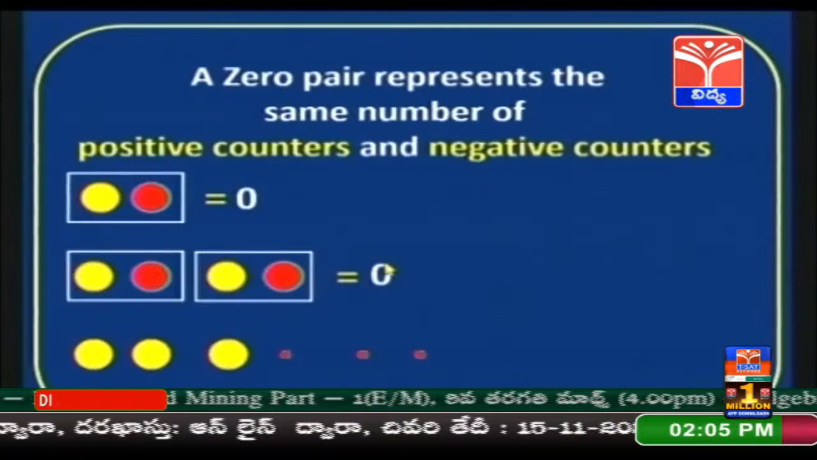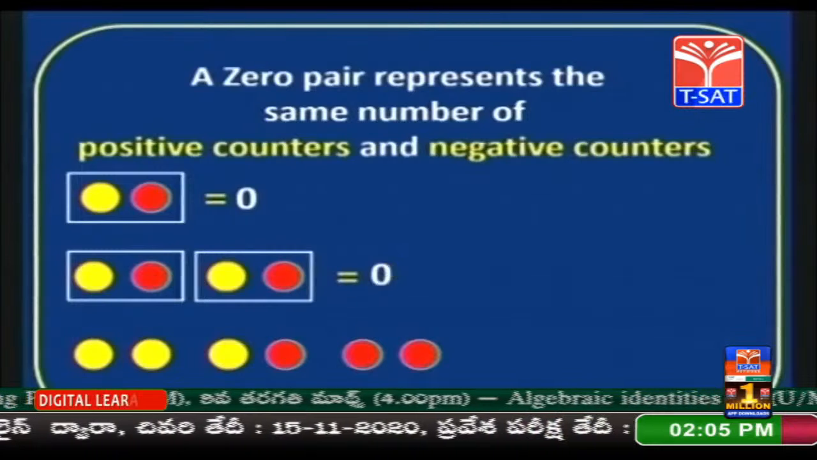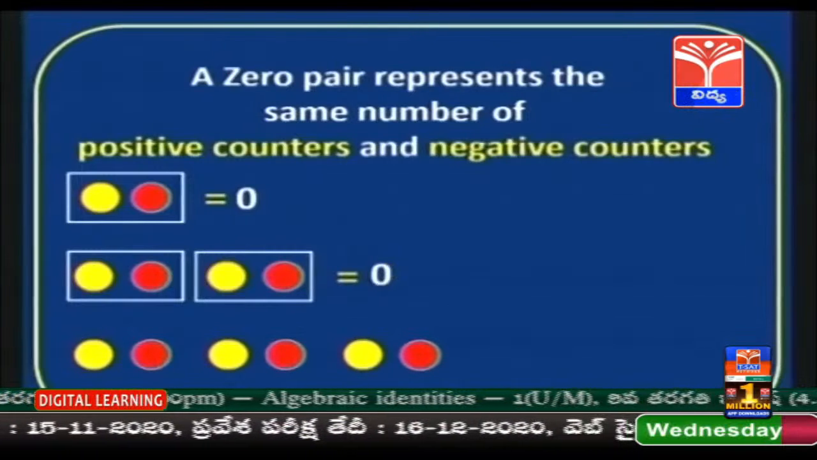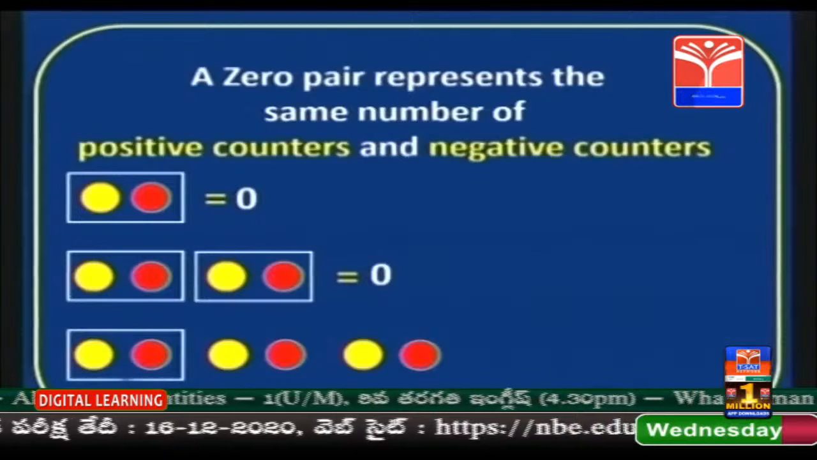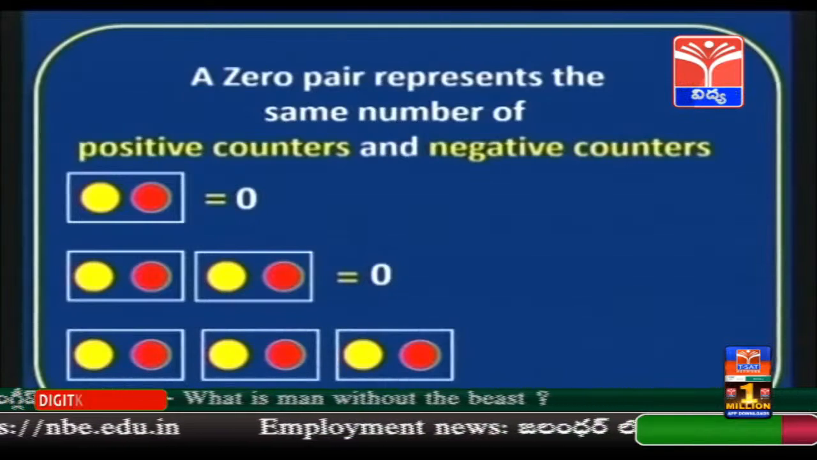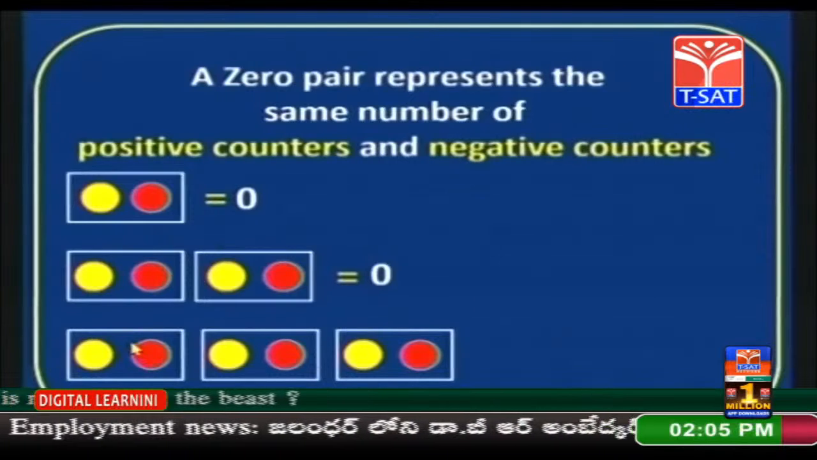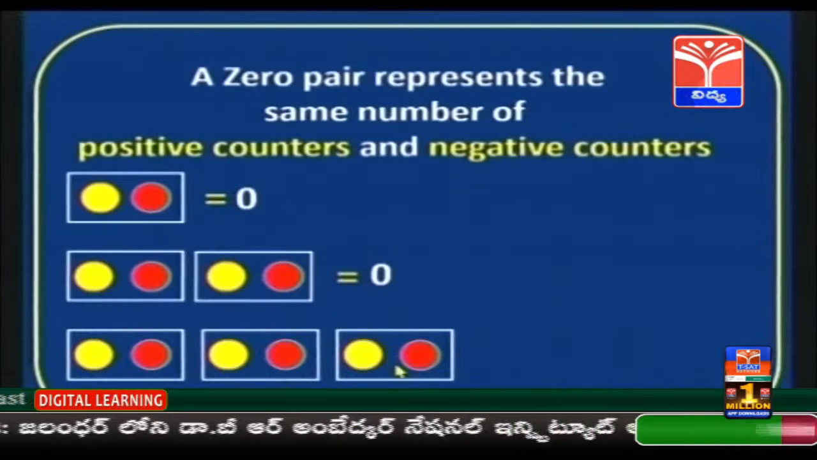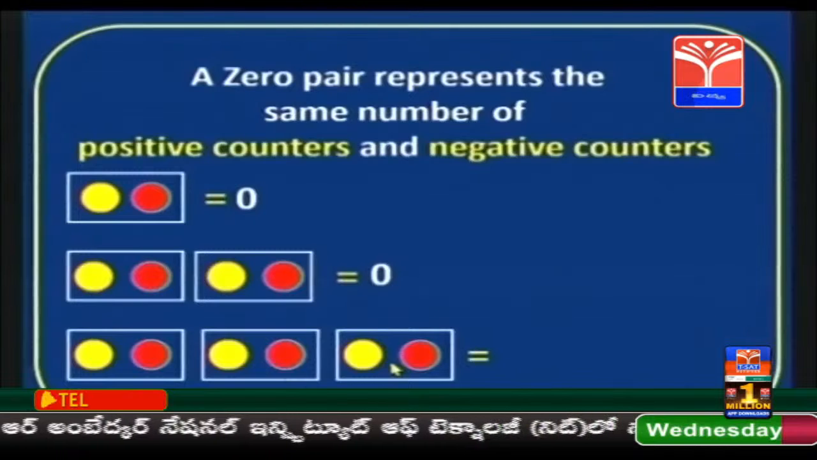I am taking now 3 yellow coins and 3 red coins. Now, I am rearranging them as pairs. First pair, second pair, third pair. Children, this pair value is equal to 0. This is also 0, this is also 0. So, the total value will be equal to 0.